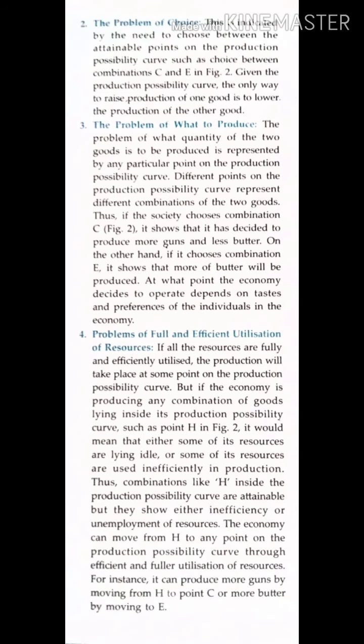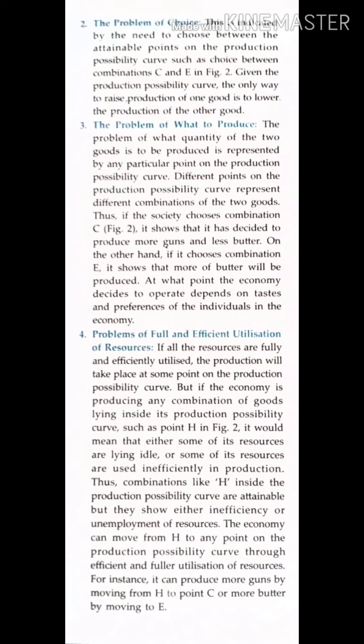Now next is the problem of choice. This is indicated by the need to choose between the attainable points on the production possibility curve, such as the choice between combination C and E. Now, the problem of choice: whether you want to produce guns more or butter more. That means whether you want to touch point C or point E in the previous figure only.